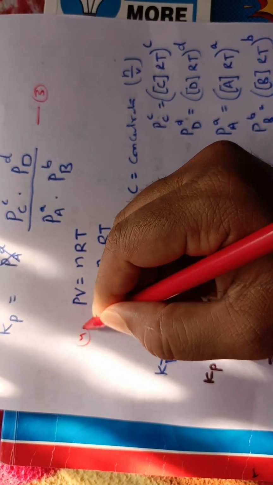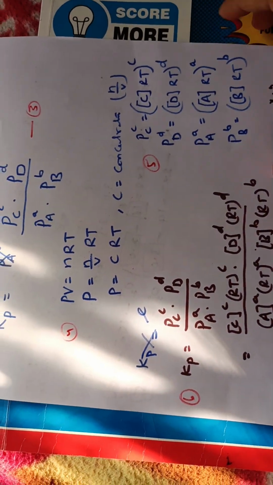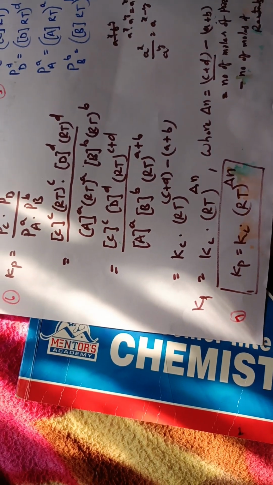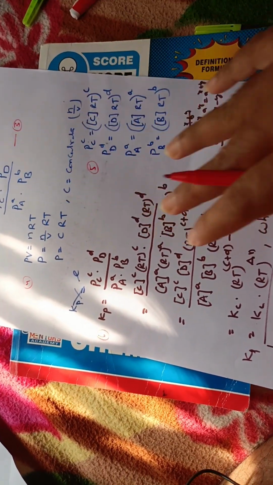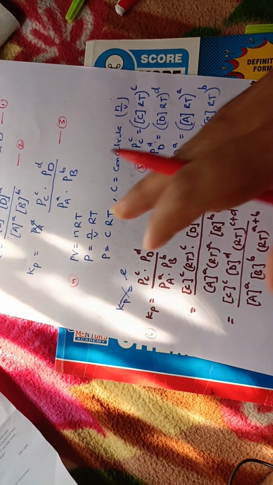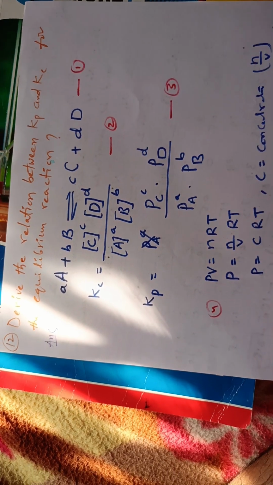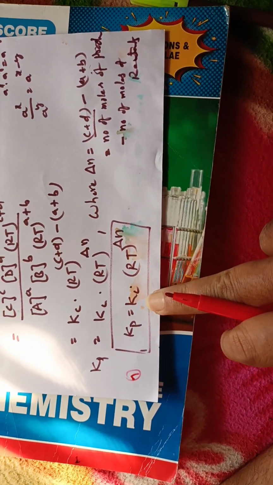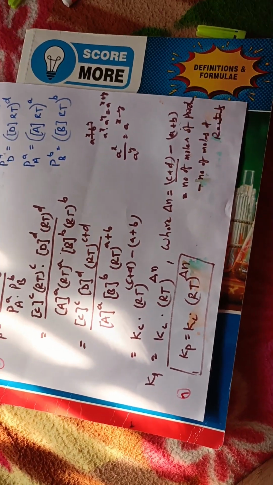This is the fourth point, fifth point, sixth point, and finally seventh point. If you understand in this way, we learned how to write the equilibrium constant with respect to concentration, with respect to pressure, and this formula also we learned from this. Now so many things learned from this. Okay, bye.